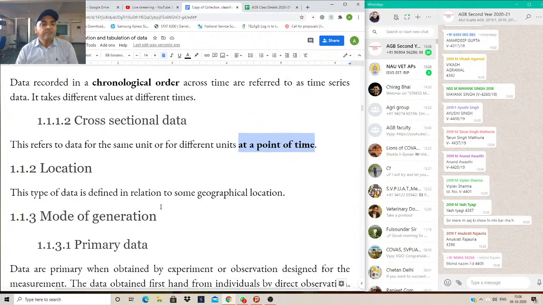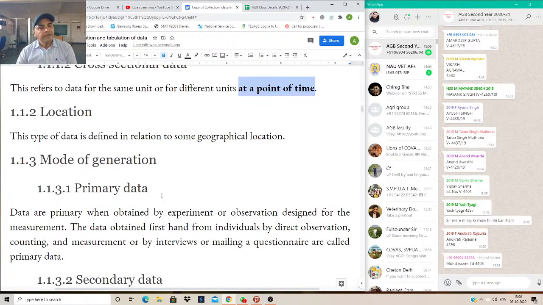Now, data can also be divided into different types on the basis of location. That is, it is based on the geographical location. So for example, we have some data from different countries. We can say this is the population of India, this is the population of Sri Lanka, this is the population of Pakistan, or this is the population of America. So accordingly, the geographical location is tagged with the data. Okay, and such type of data is known as location specific data.